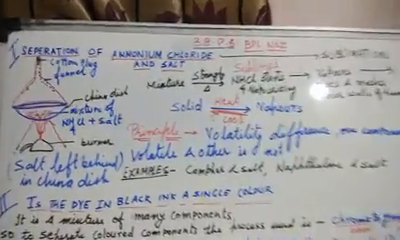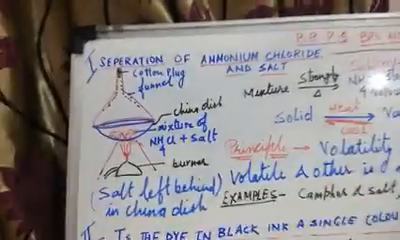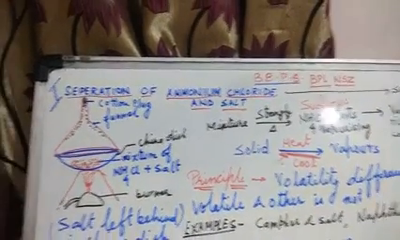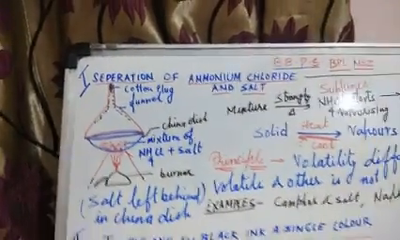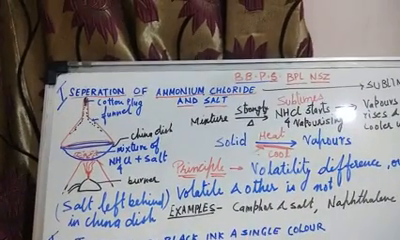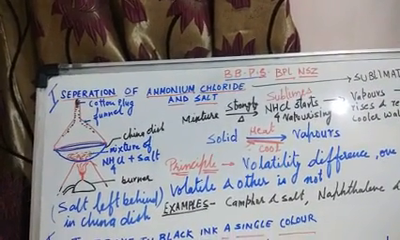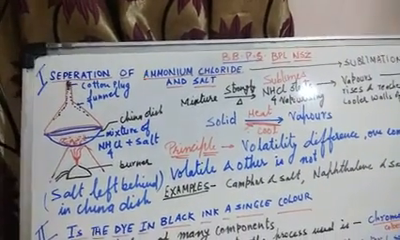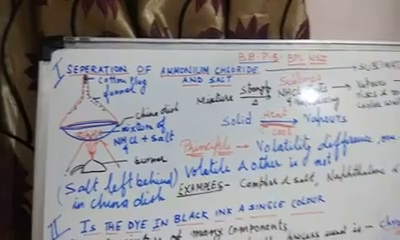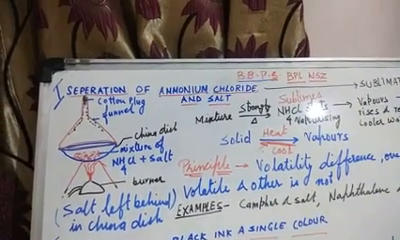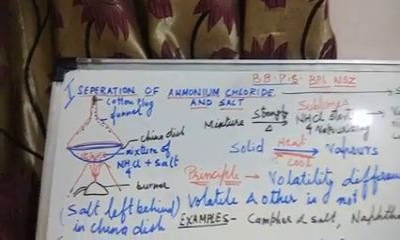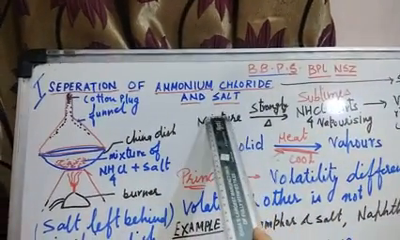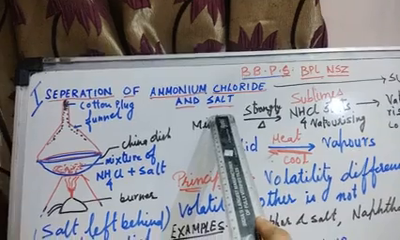Hello students, we have done two separations. One was separation of water and oil, the immiscible liquids, and the second was ink. And now we are proceeding further for the separation of ammonium chloride and salt. Separation of ammonium chloride and salt.